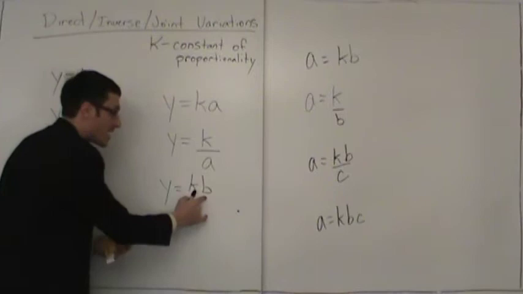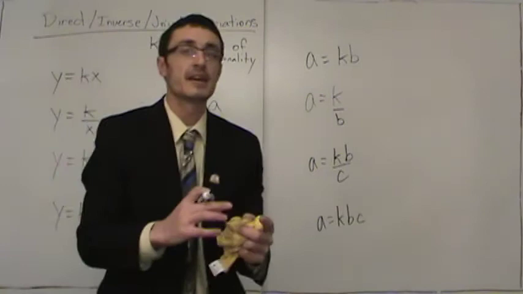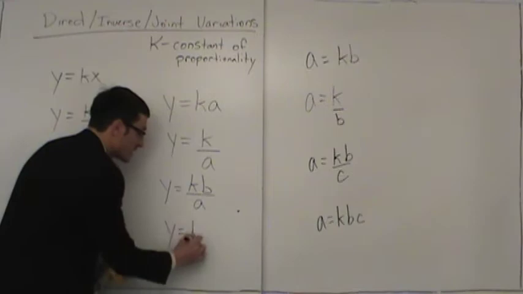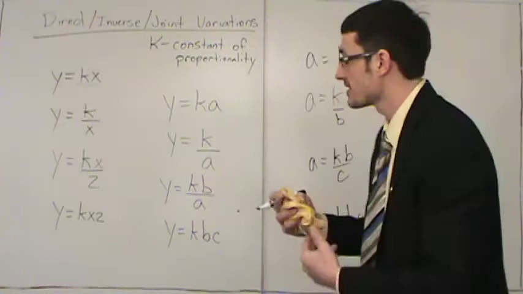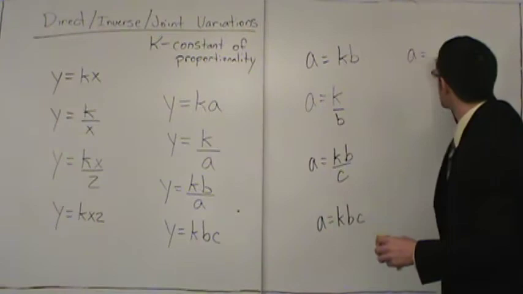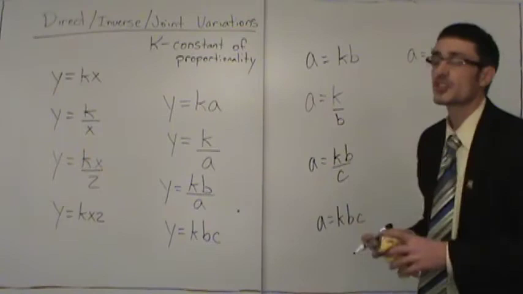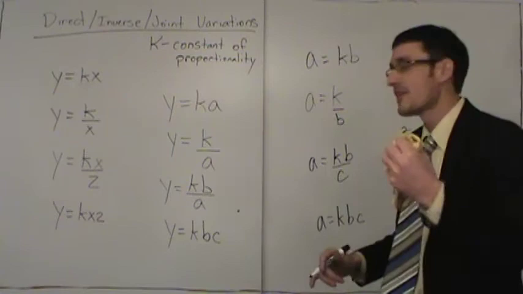Okay, now, lastly, y varies jointly with B and C. Y varies jointly with B and C is y equals kBC. Now, let's try this. I want you to write a varies directly as the square of b. A varies directly means put it next to k. Square of, guys. Square of b is b squared. What is the square of x? The square of x is x squared.